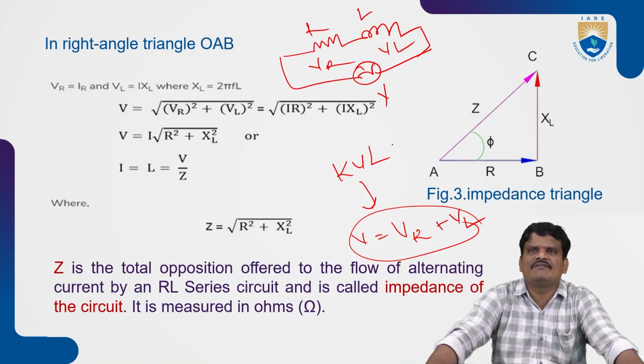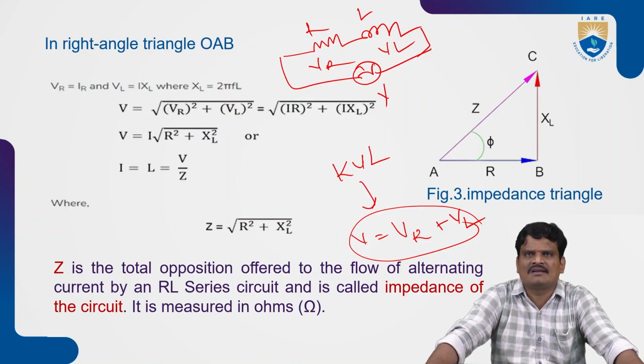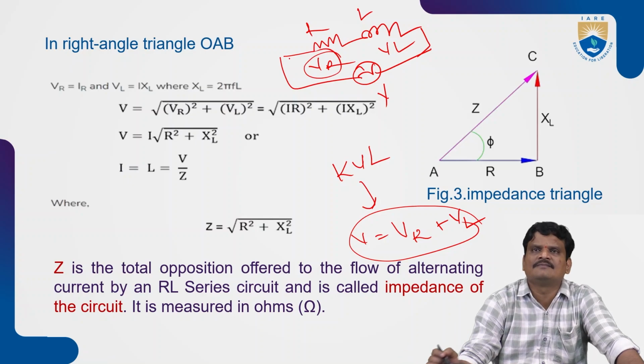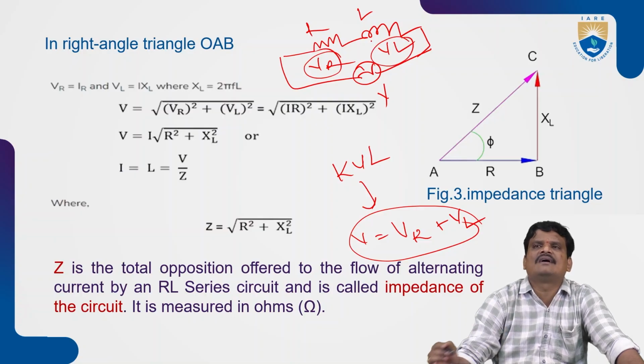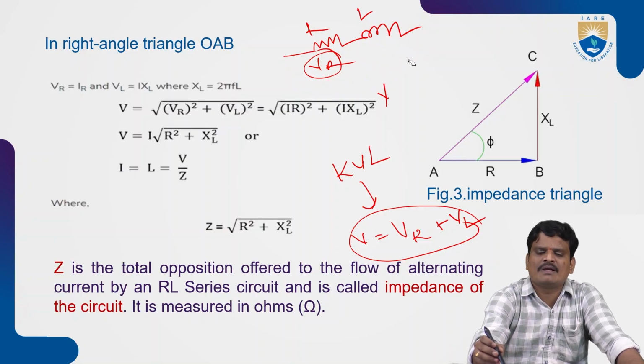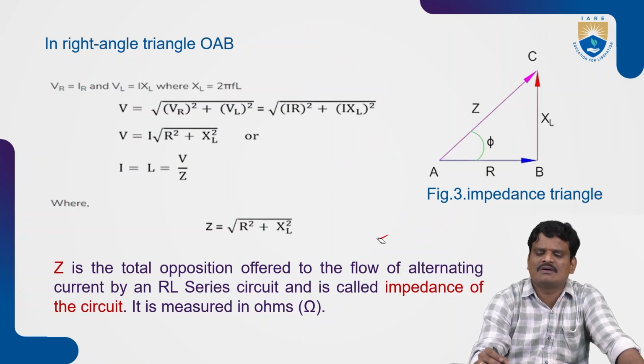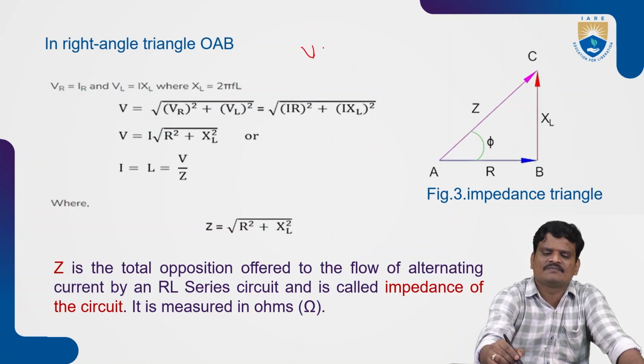By using KVL in the above circuit, the voltage applied equals the sum of the voltage drops across each element. What is the number of elements connected in the circuit? Two elements, R and L. The voltage drop across the resistor is considered as VR, and the voltage drop across the inductor is considered as VL. So by applying KVL in that loop, the expression I have got is V equals VR plus VL.